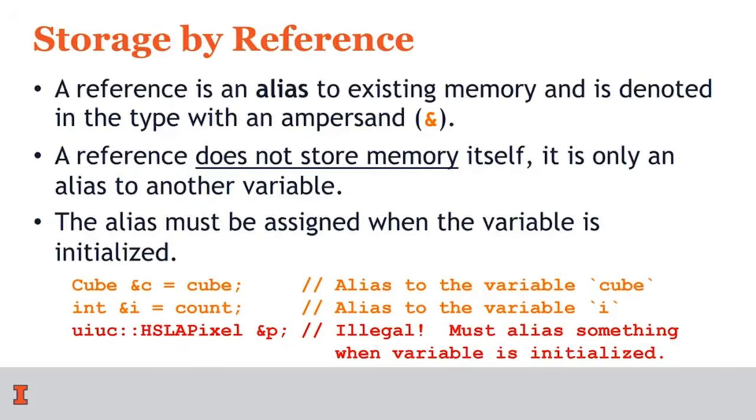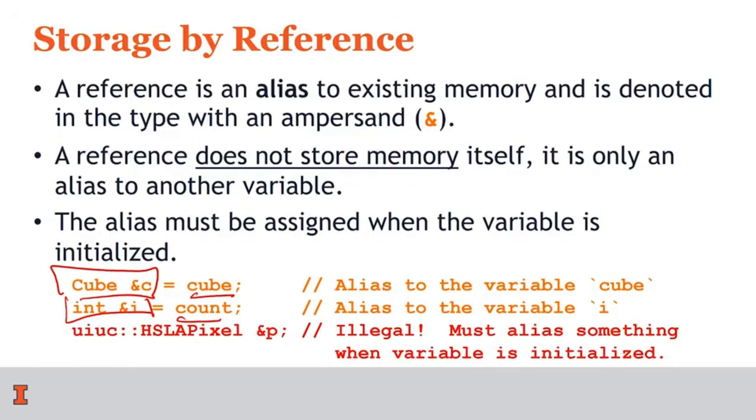And when you create a reference variable, we have to alias that reference variable at the moment we create it. For example, if we have a cube C that we're creating as a reference variable, it must be aliased to the cube, an existing variable, as soon as it's created. Int ampersand I is a reference variable I that's aliasing count. And again, it's taken on this alias as soon as it's being created. Because we're aliasing the memory address, when we change I or change count, we're changing the exact same thing. This is simply an alias to memory that's already created. It gives us a second way of referring to it.